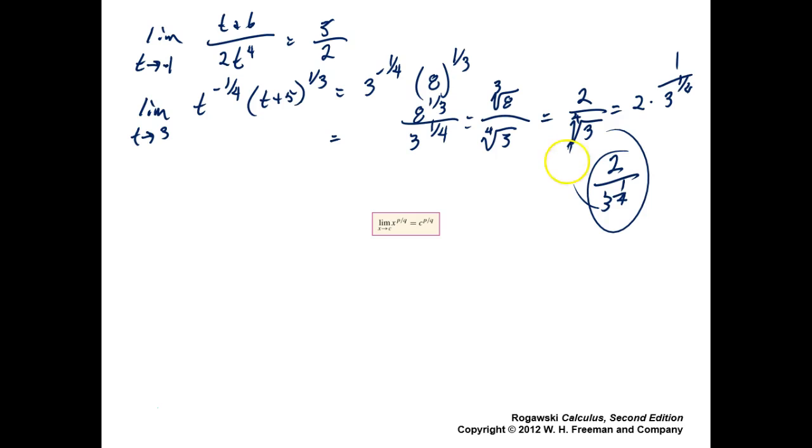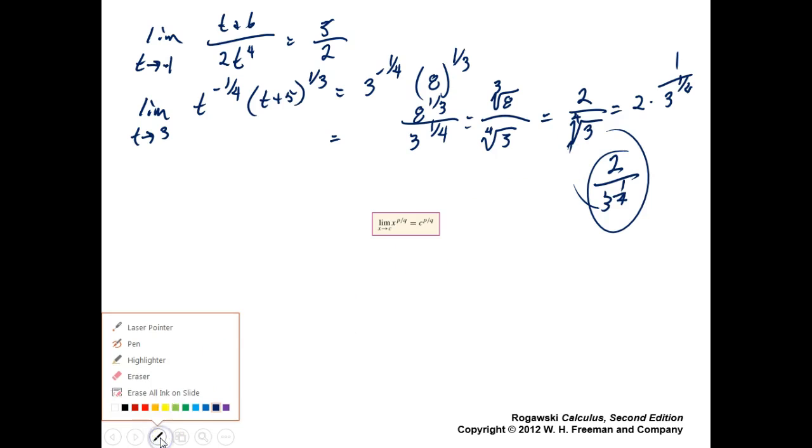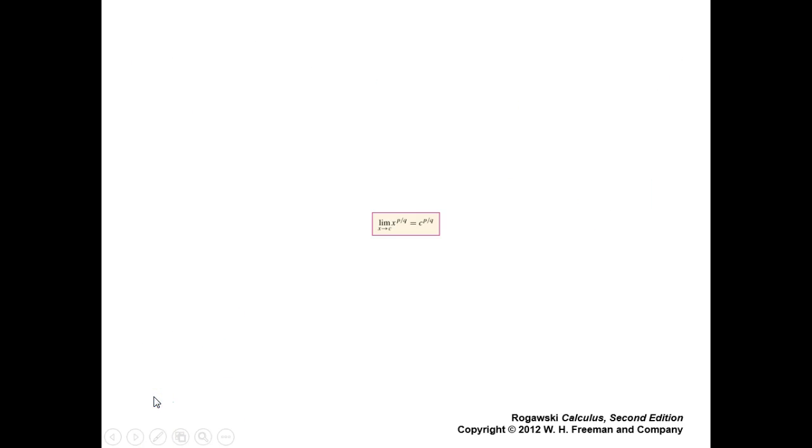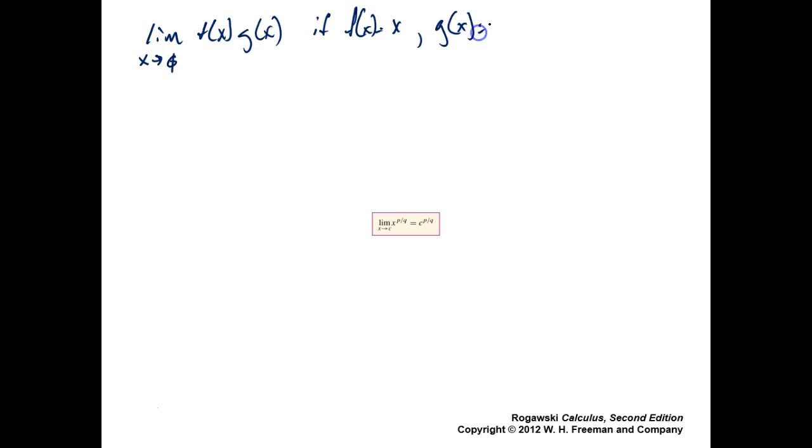So let's do number 3. Can I go on and erase this one? Okay. Erase the ink. And number 3. Example 3. Show that the product law cannot be applied to this one. The limit as x approaches 0 of f of x times g of x, if f of x is equal to x, no problem there, and g of x is equal to x to the minus 1. Okay?